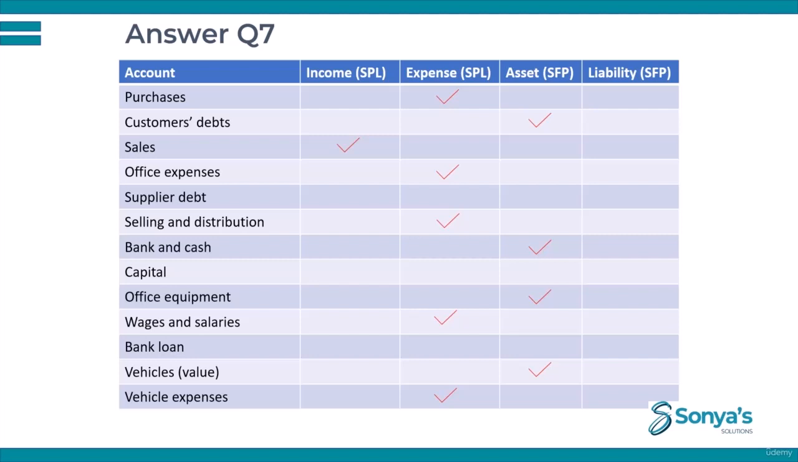And finally, liabilities are the business's financial obligations. Supplier debt and the bank loan both need to be repaid. Capital is also a liability as it belongs to the investor or investors and can be returned to them at any time.